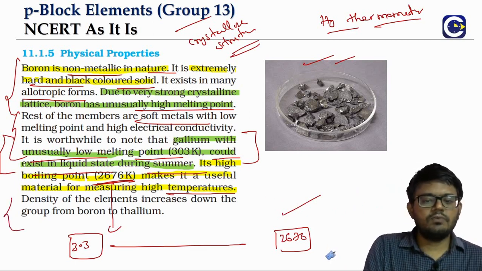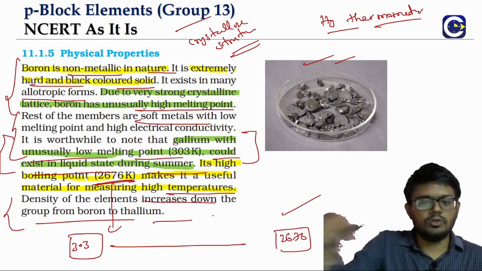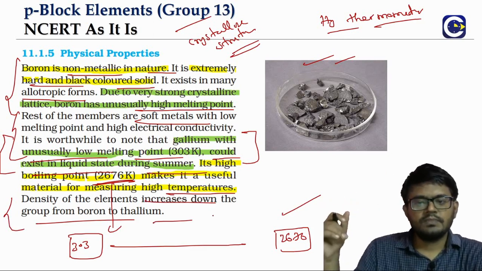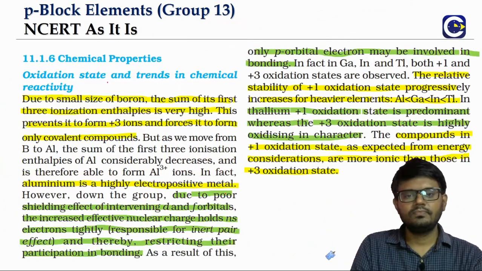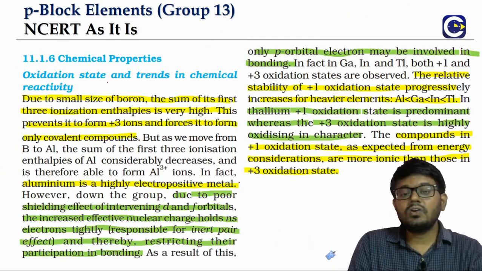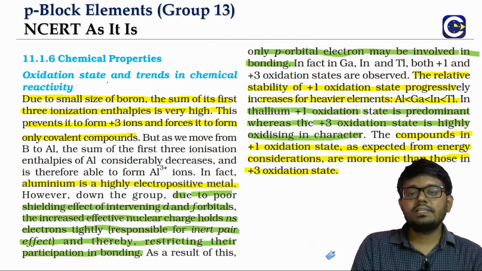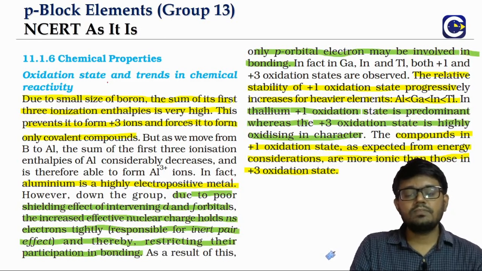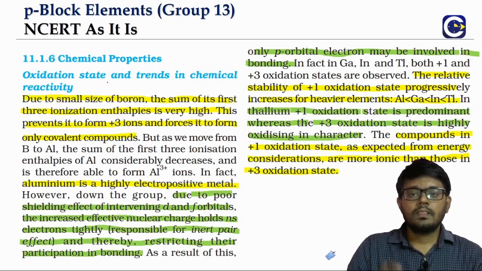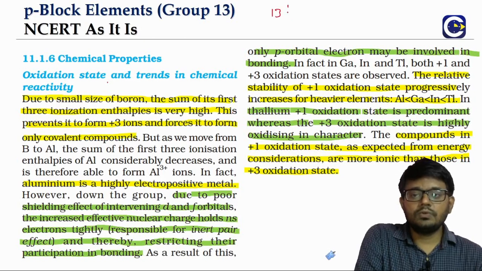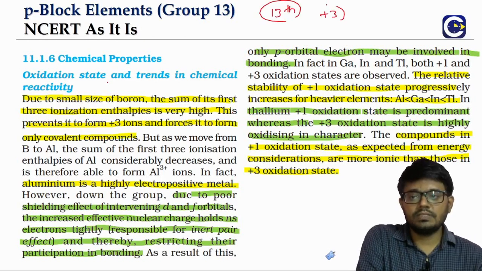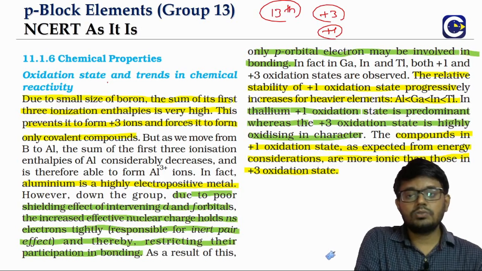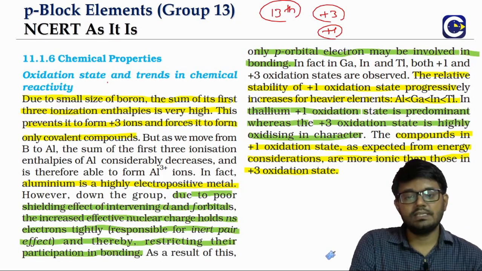And as I said, density what? Will be increasing down the group as we move from boron to thallium. Now talking about the oxidation states and the trend in terms of chemical reactivity, as we said, the oxidation states of 13th group elements are +3, which is the group oxidation state, and also 2 units less than that, which is +1.